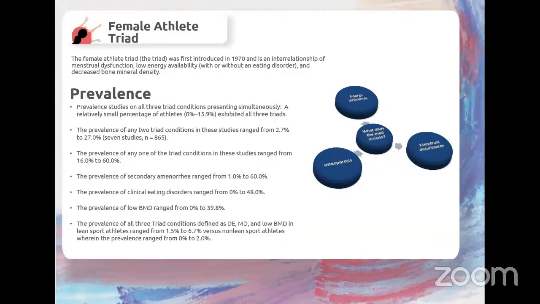After that, eating disorder. Up to 48% of female athletes are suffering from that. And then there is low bone mineral density, and up to 39.8%, that is almost 40% of female athletes, are suffering from low bone mineral density, and that could be osteopenia or osteoporosis. Now, this triad is mostly seen in athletes in lean sports rather than non-lean sports. Almost 4% more athletes suffer from female athlete triad who are into lean sports, for example, gymnastics, figure skating, and such sports.